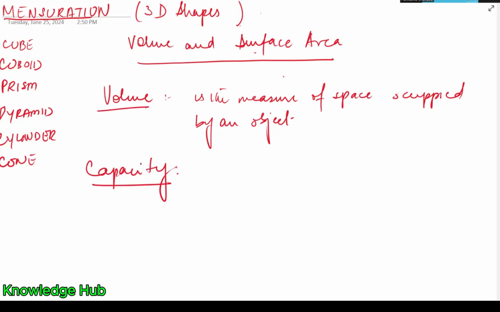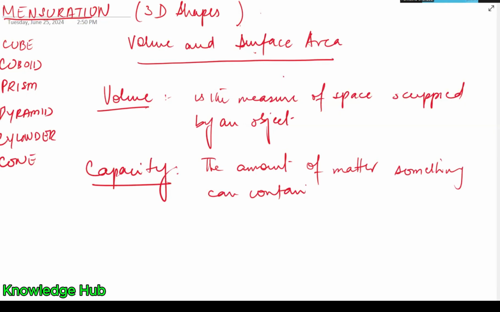Okay, there is a difference between volume and capacity. Basically, volume is the space occupied by an object, and capacity is the amount of matter something can contain, the maximum amount of matter something can contain, right? Let me clear it with a very simple example. For example, you have a bottle of 1 liter.